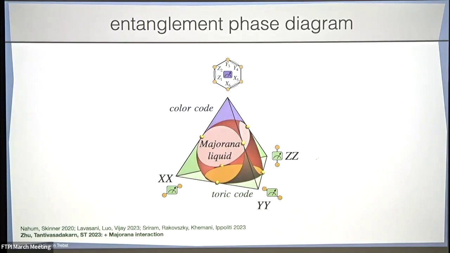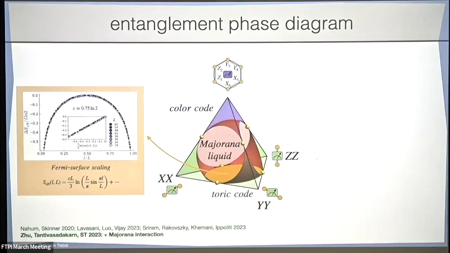Let's start with the base plane, which is something that Nahum and Skinner looked at first. That's the measurement-only Kitaev model. This base plane looks different from the conventional Kitaev Hamiltonian phase diagram, which is a triangle. This one has a circle. Then there's an entire spherical thing in this 3-dimensional phase diagram. The phases on the outside are toric code phases, just like in the Hamiltonian, but the phase in the middle, which is the Dirac cone spin liquid in the Hamiltonian language, becomes something that has Fermi surface type L log L entanglement scaling in this monitored version.